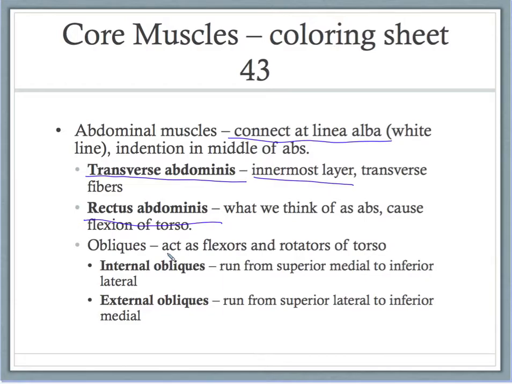Your obliques function as flexors and rotators of the torso. So you have two sets. You have internal obliques and you have external obliques. Internal runs from the superior medial to the inferior lateral. I'm going to show you on the next slide.